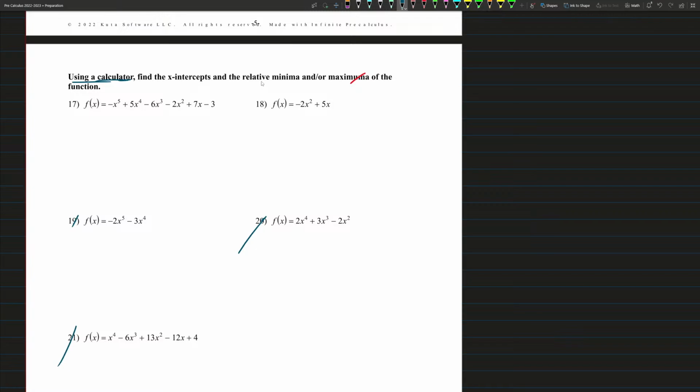But basically, you're graphing it on a calculator. You go to second trace, you find the zeros, go to second trace again, you find the maximums, and then go to second trace again and find the minimums. None of which I can show you on this because it's not on my computer.